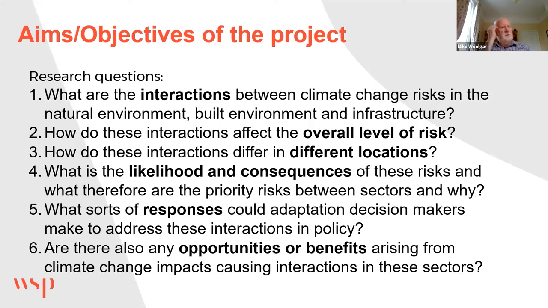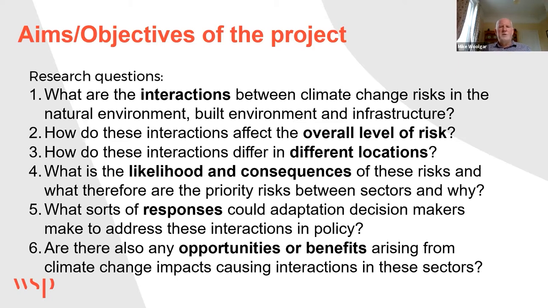So the research questions we were given were quite lengthy and difficult to address in the 18 months. What are the interactions between climate change risks in the natural environment, built environment and infrastructure? How do they affect the overall risk? How do they affect interactions in different locations? We were looking at England, Wales, Northern Ireland, Scotland, as well as the UK. That presented its own difficulties because, as Emma has been mentioning, these cascade effects tend to be quite local or regional, but not national, and we were looking at national level, so that's quite difficult.